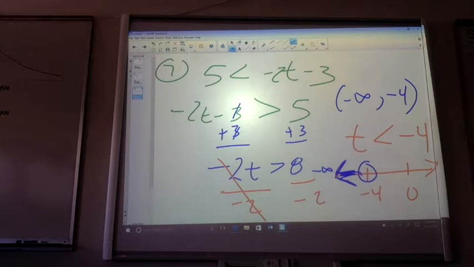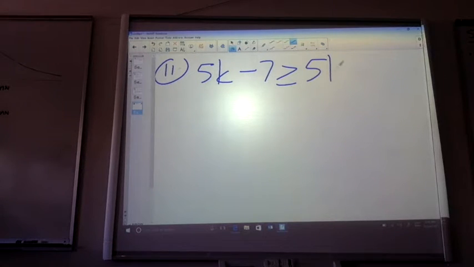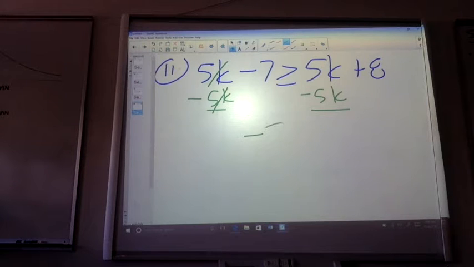Other questions from the homework? Go ahead. 11. All right, let's see. If I subtract 5k from both sides, I get -7 is greater than or equal to -8. Is that true or false? False. Yeah, -7 is not bigger than -8, so this has no solution.